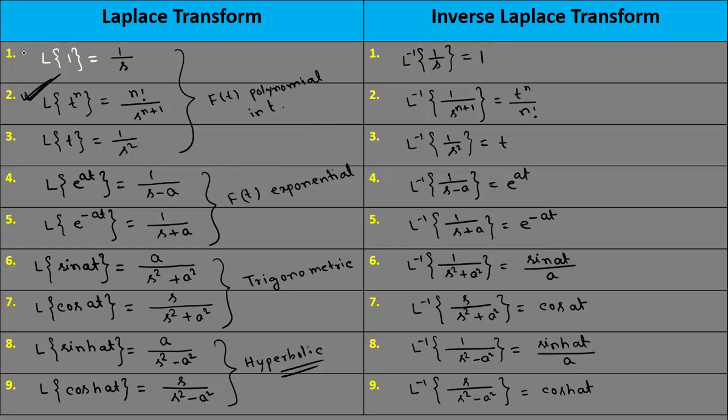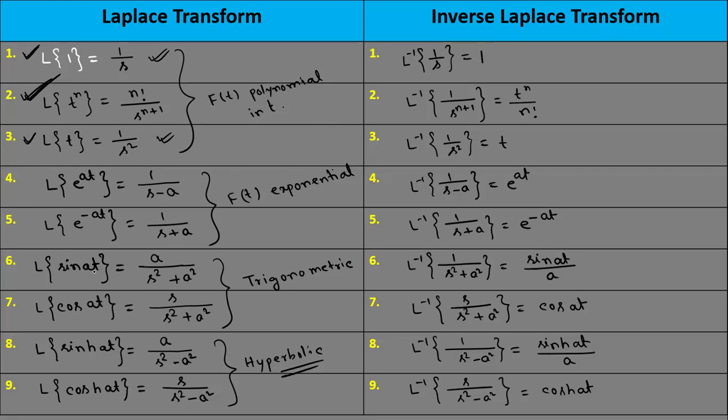Actually, formula number 1 and formula number 3, we are getting these two formulas from formula number 2. But I have written them because we can use these two formulas in many problems. Now, formula number 4. Laplace of e to the power at. When the power of the exponential is a positive number, you just have to change the sign. That will be 1 by s minus a. And Laplace of e to the power minus at will be 1 by s plus a.